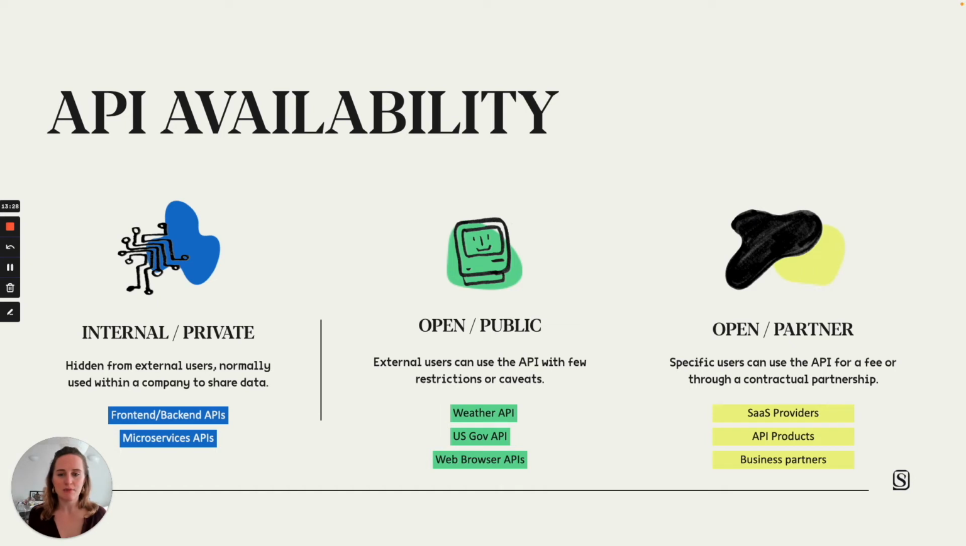Basically, internal APIs are used within a company and within that company's products or across applications. And open APIs are made available to others on a spectrum of everybody to specific parties, entirely for free or for a fee.